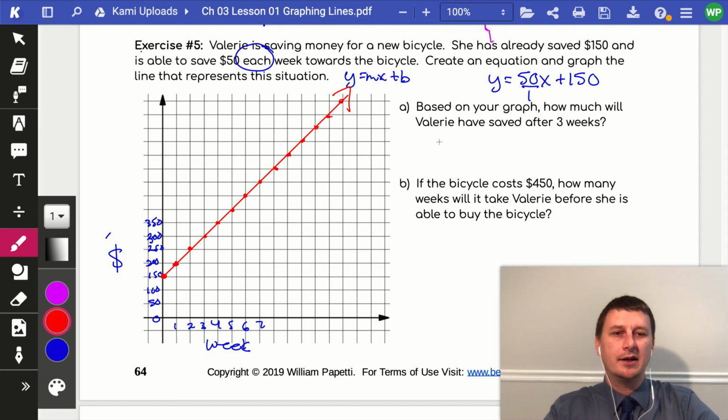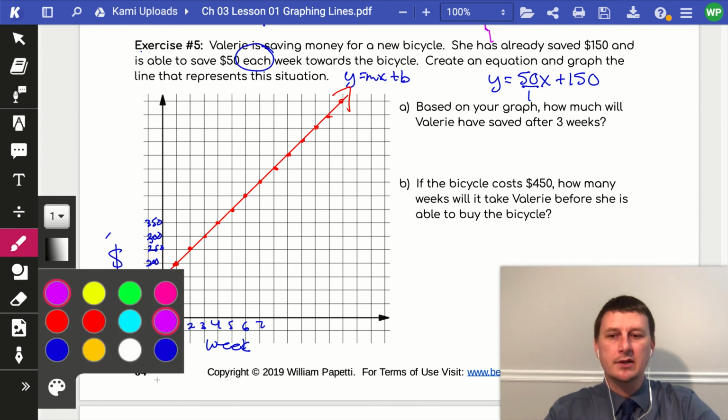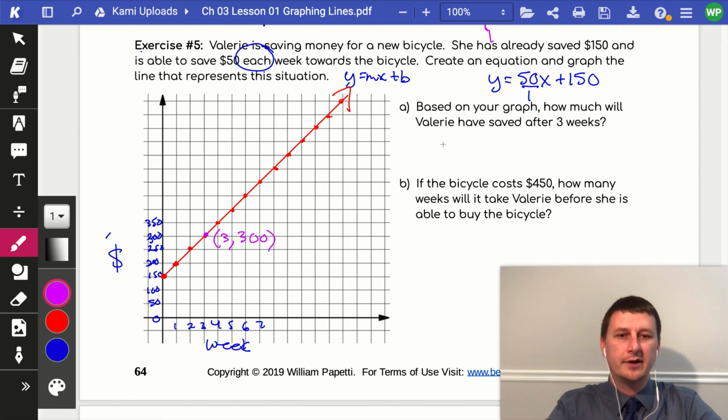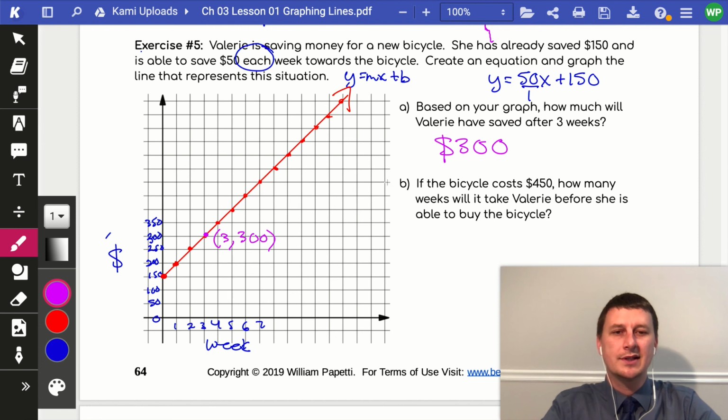Now, based on this graph, how much will Valerie have saved after 3 weeks? So we're going to go to 3 weeks on our graph, and we're going to follow it up, just like we did in the evaluating functions unit. And where we hit the graph is right here. And that's the point 3, comma, well, it looks like 300. So how much will Valerie have saved after 3 weeks? Our y value is 300, which means it's $300.